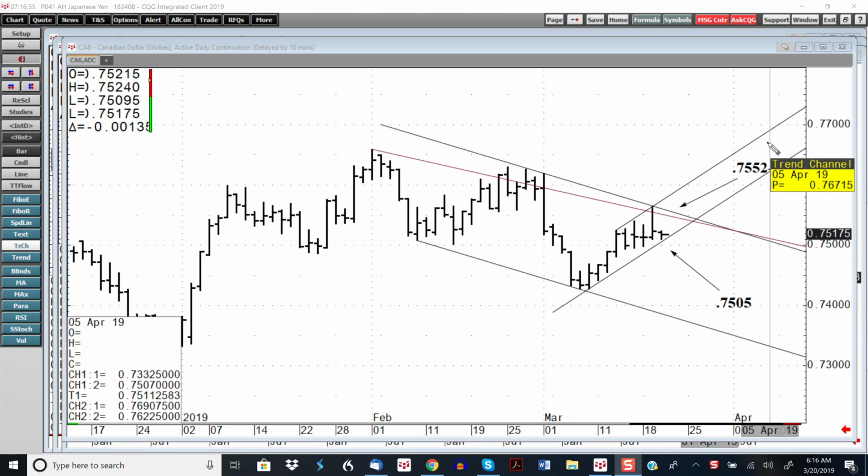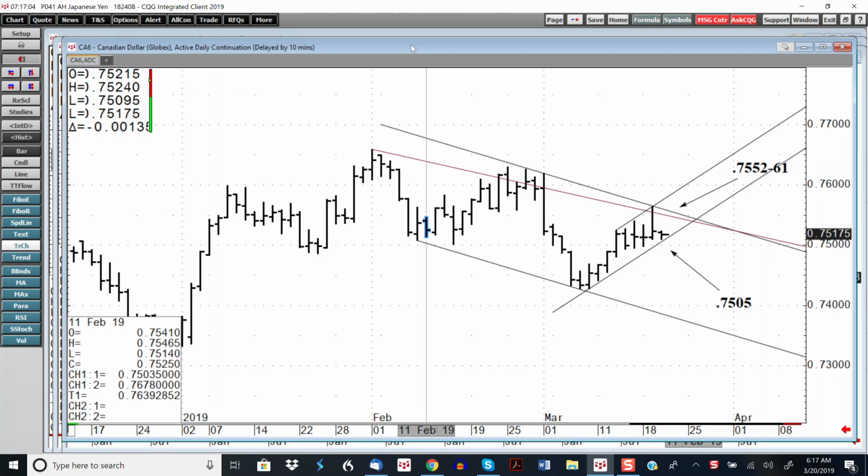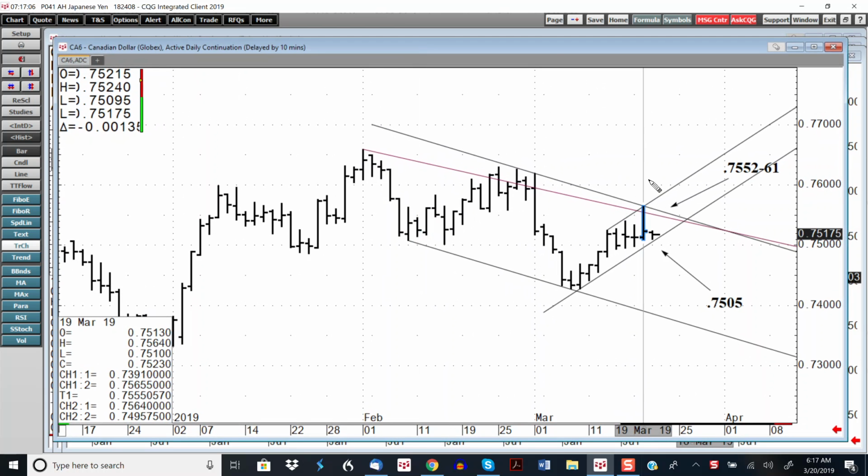Kevin Carey, a little update here on the Canadian dollar. And in fact, all the currencies, except for the Canadian dollar, I've been using weekly charts. So I noticed this morning at the daily chart, it was not active for the 20th today.